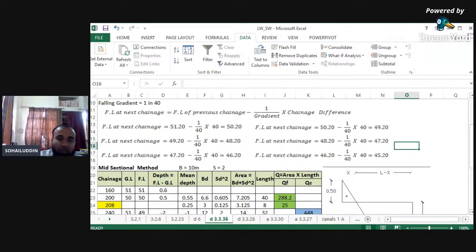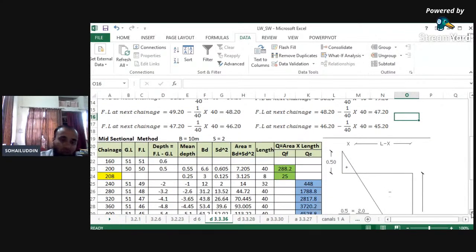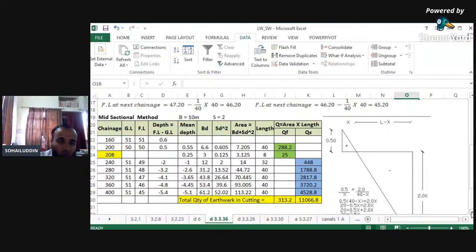Again, with the help of the mid-sectional method, we will find out the quantity of earthwork in case of cutting and in case of fillings. So mid is nothing but the word related with the depth. Mean word relates with the area. Mid word relates with the depth. So with the help of the depth method, we will find out up to the depth in this mid-sectional method.